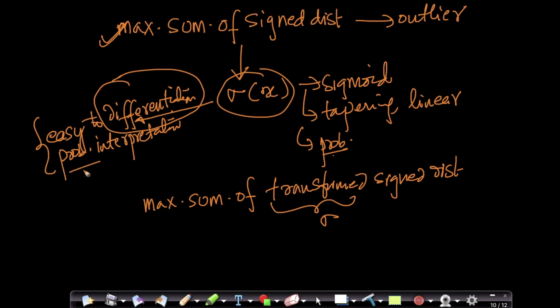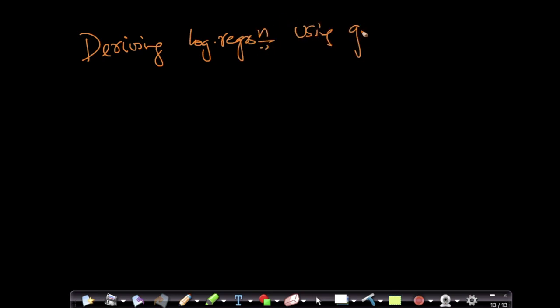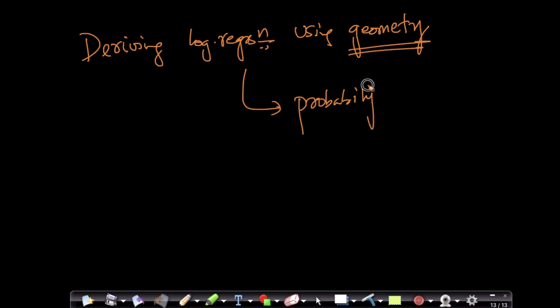So the probabilistic interpretation is also important, because remember, what are we deriving? Right now, since the time we started this chapter, we are trying to derive logistic regression using geometry. You can derive logistic regression in two other ways. You can derive it using a probabilistic method, using probability, the way we did naive Bayes, remember?